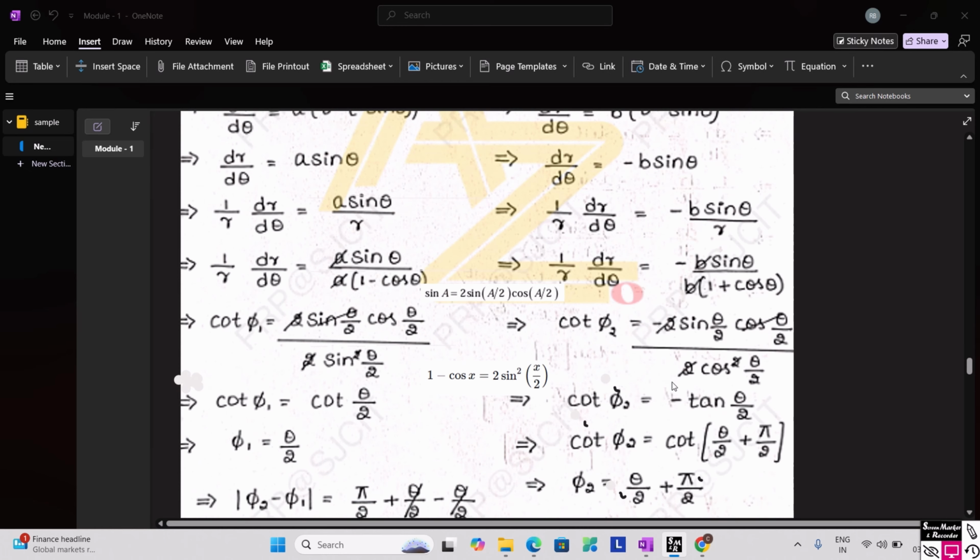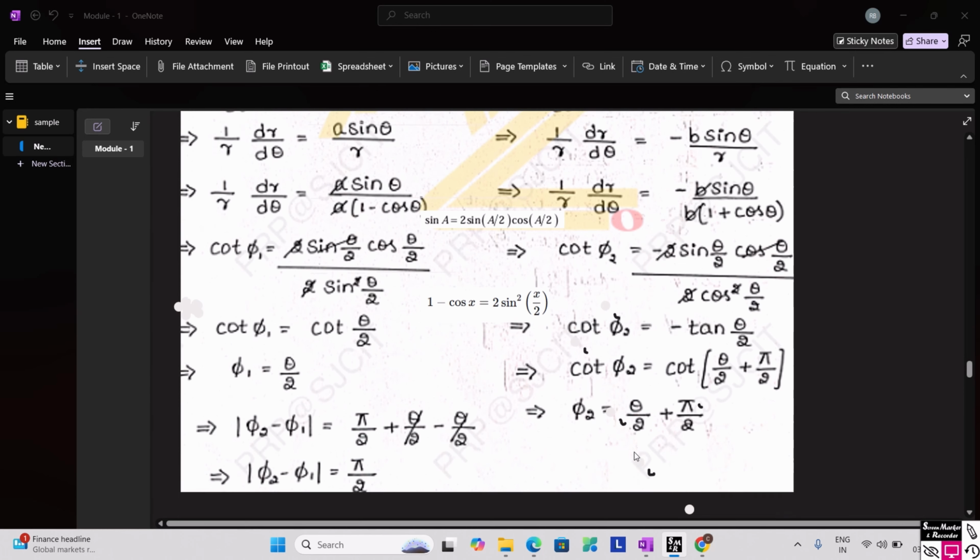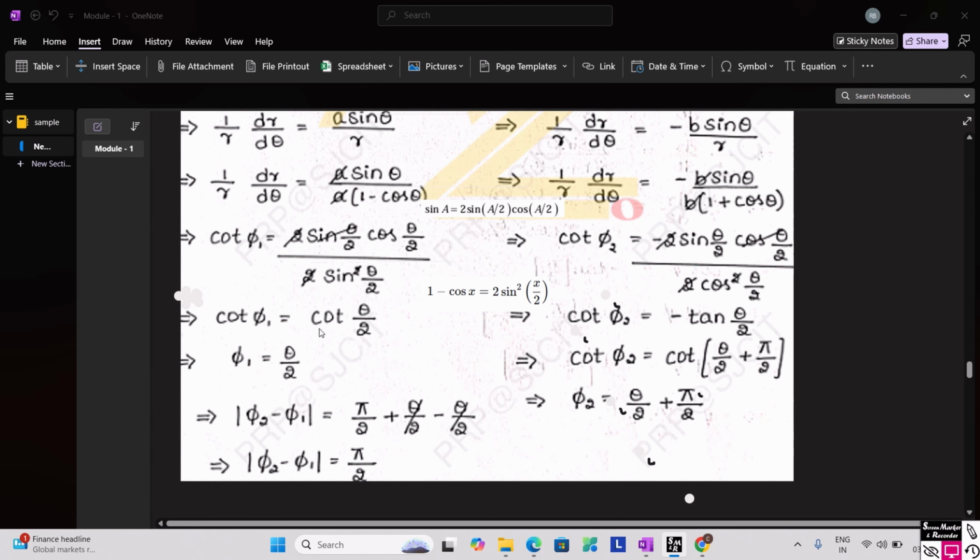We are applying the same formula for both, and we are getting cot phi 2 equal to minus tan theta by 2. So for the first we got cot, but here we are getting tan. So we know that minus tan theta by 2 is nothing but cot of theta by 2 plus pi by 2. This is also provided in the VTU handbook, page number 2. Okay, or I guess in identities it is provided. So we can write phi 2 equal to theta by 2 plus pi by 2.